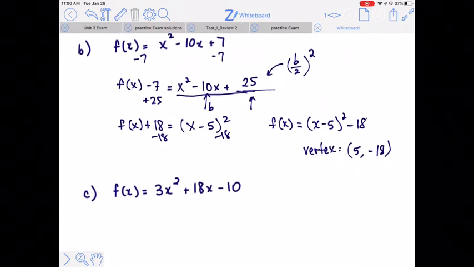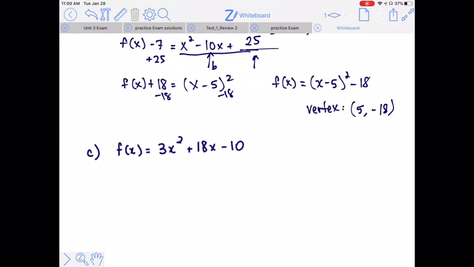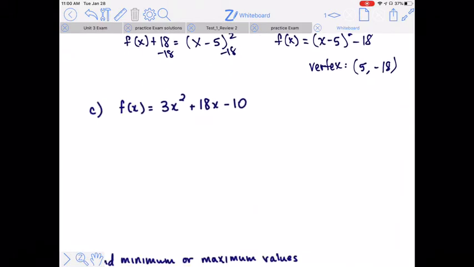Some of the problems you have to pay a little more attention to, particularly when there's a leading coefficient on that squared term. It's not a different process, it's just one extra step that you need to pay attention to. So with this one, you're still going to move this value. I'm going to move that value to the other side of the equation. So add 10 to both sides.